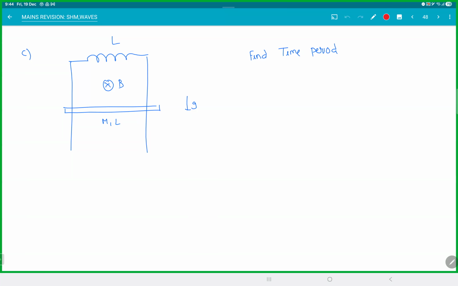Let's see. There is no resistance. If there is no resistance, it will be an SHM. If there is resistance, then energy will be dissipated. Then it will be a damped oscillation.